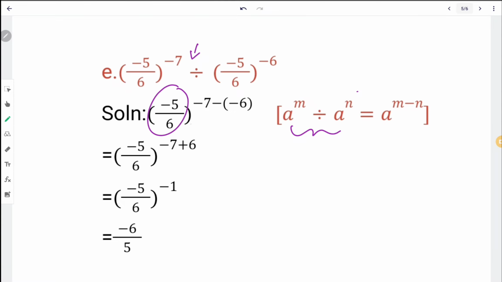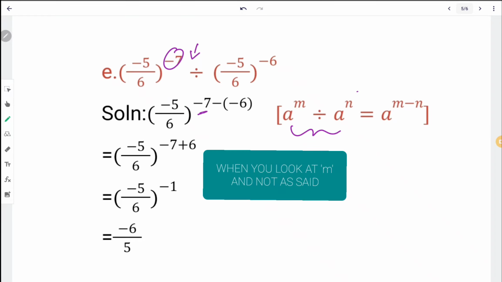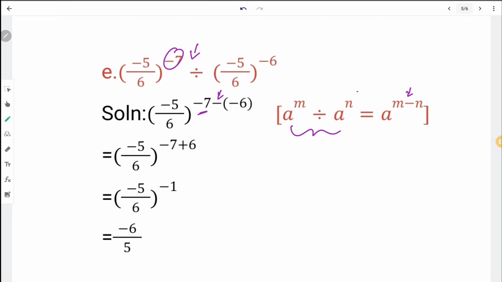So I've written the base minus 5 by 6, right? And now, when you look at M, it is minus 7. So I've written minus 7. Now because of the formula, this minus is there. And even if you look at N, it is again minus 6. So you can see here, right? Next step, minus 7, just write it down. Then minus into minus, we're going to get a plus. Okay, then minus 7 plus 6, minus is greater, so we're going to get minus 1.